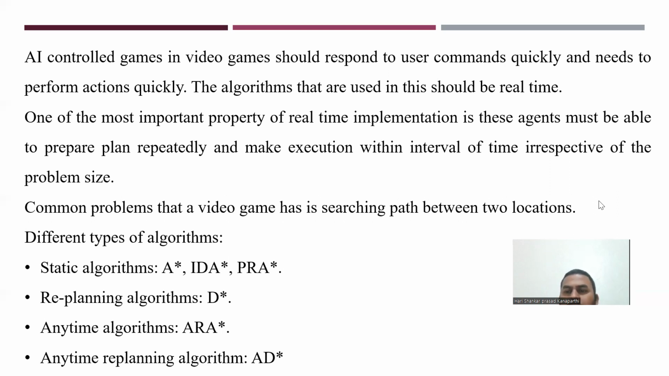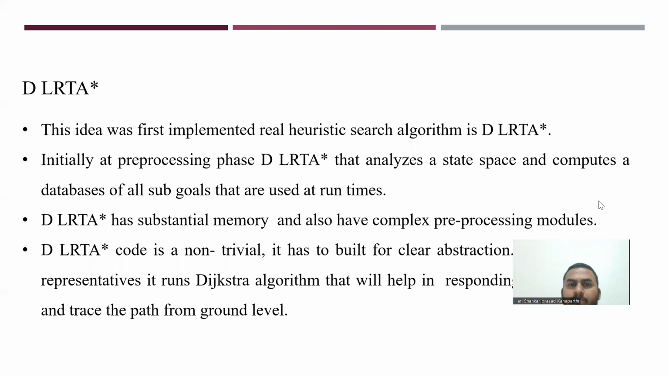So there are different types of algorithms. Before this, there are static algorithms; we use static algorithms such as A-star, IDA-star, PRA-star. Replanning algorithms include D-star. Anytime algorithms include ARA-star. The anytime replanning algorithm is AD-star. So these are the different algorithms.